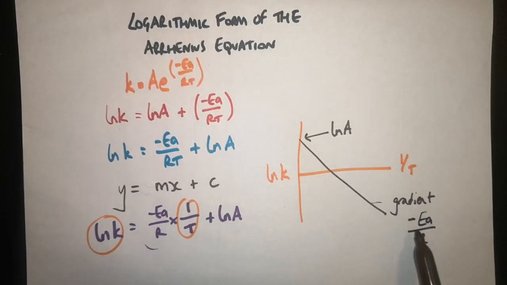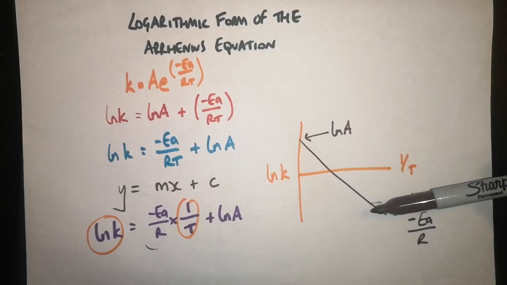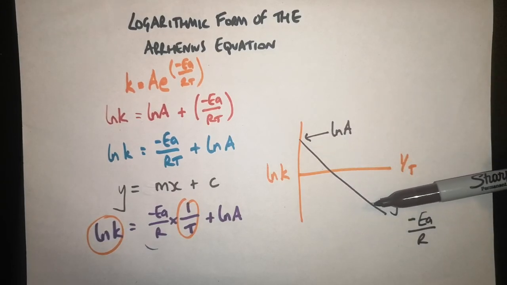And if you notice, it's minus Ea over R. Well, activation energy has to be positive because it's the minimum energy needed. You can't have a negative activation energy. So if the gradient is minus Ea over R, you will always get a negative gradient on one of these Arrhenius graphs.